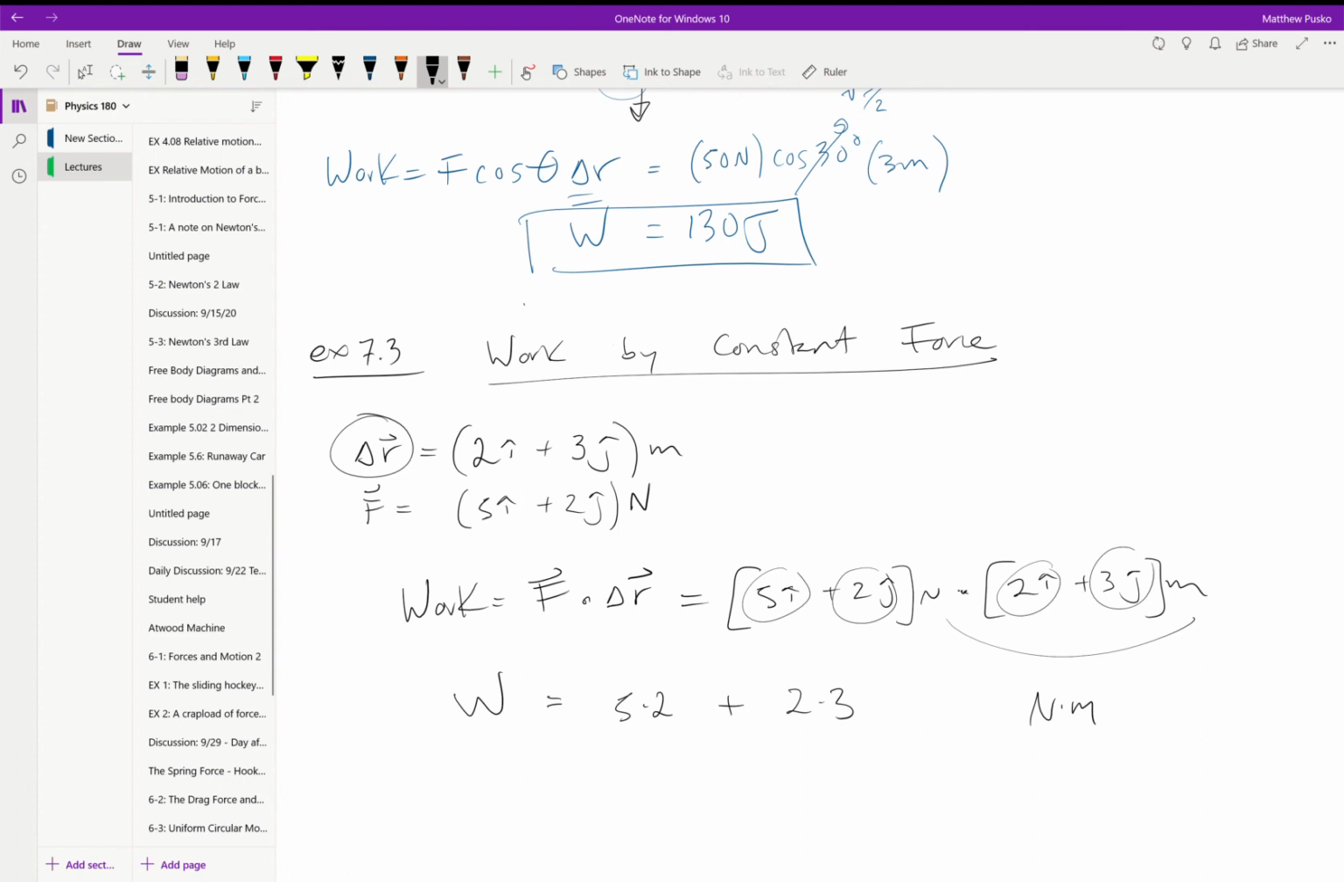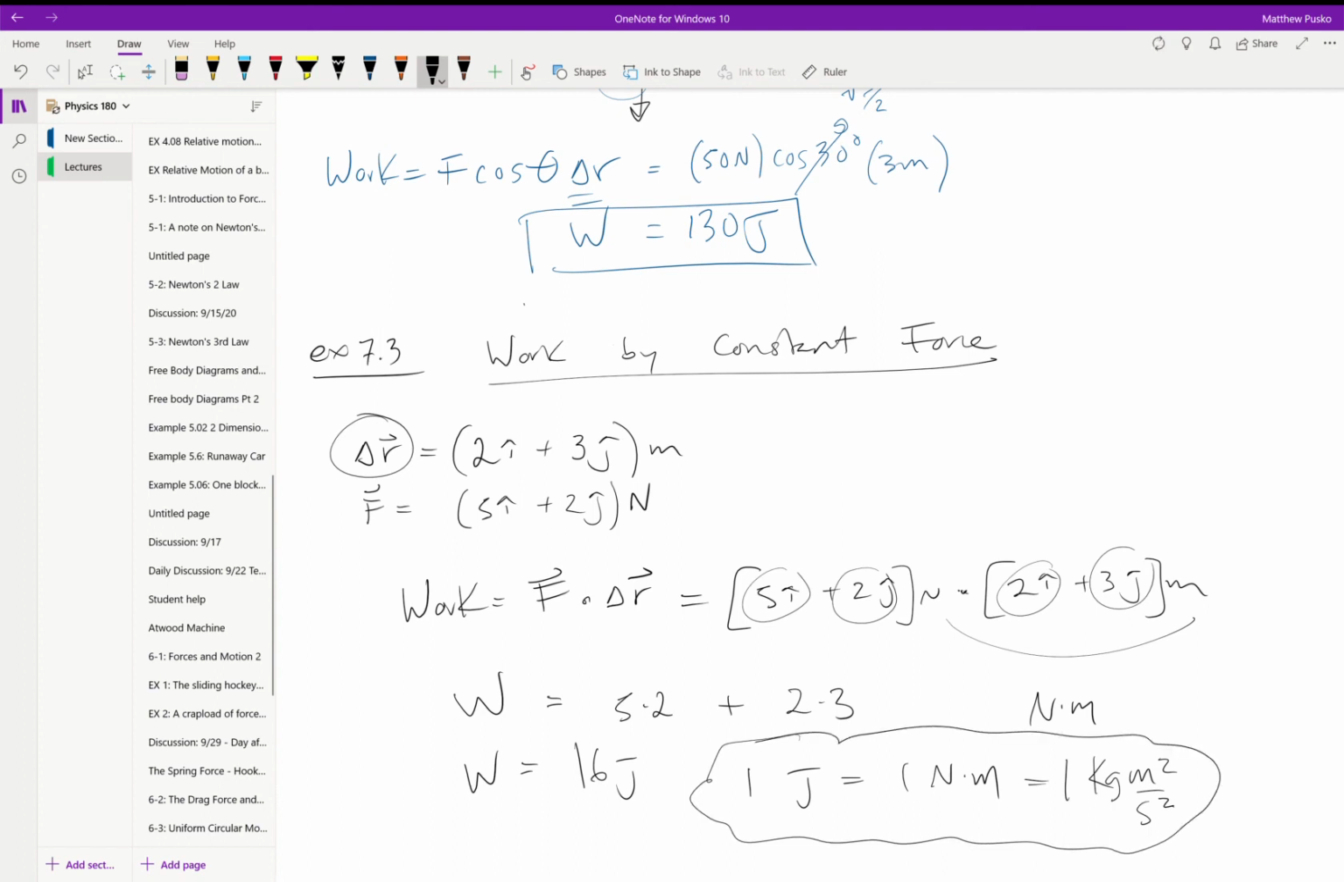It's not a vector anymore. Remember that. It's just a scalar. And we end up getting a work equal to 16 joules. Remember, 1 joule is equal to 1 Newton meter, which is equal to 1 kilogram meter squared per second squared. So be able to go between those or recognize that we did proper unit analysis.